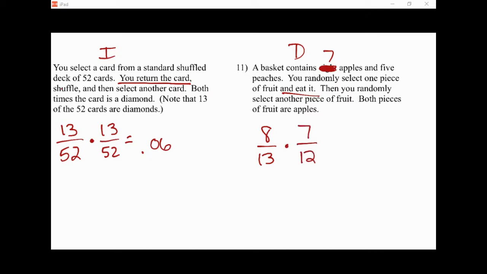Make sense? Okay. And then you just see what that equals: 0.35. Cool. So that's basically it. Multiple events. Huzzah.